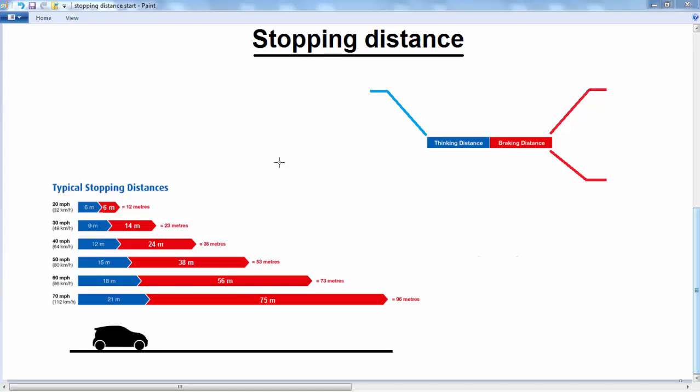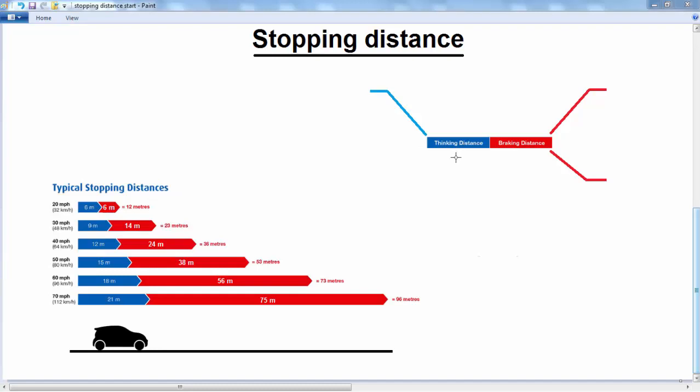In this lesson we're going to be looking at what is known as the stopping distance. The stopping distance is the distance required for a driver to stop their car in the face of, for example, some type of accident occurring. This stopping distance is divided into two parts.